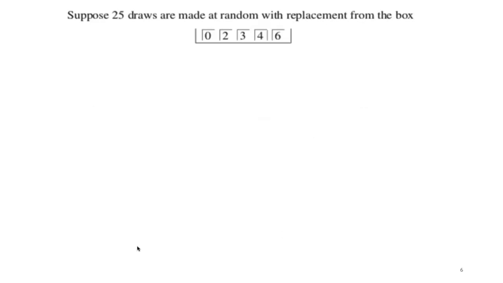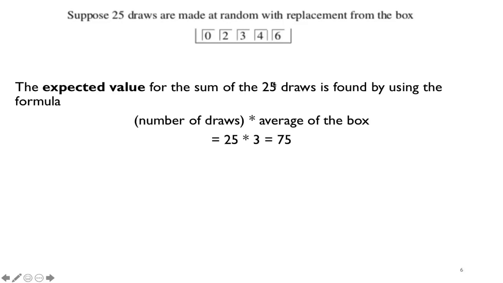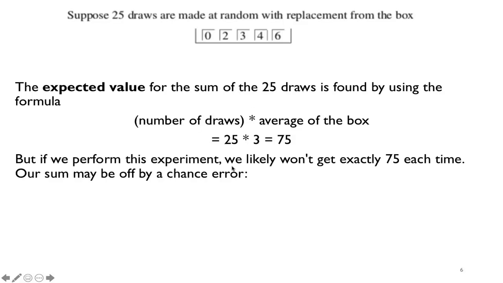What if we pick 25 tickets from this box? Again, to find the expected value, we use the formula. The number of draws is 25. The average of the box is 3. So we should expect to get a sum of 75. But of course, when we actually do the experiment, we might not always get 75 each time. There might be a chance error.